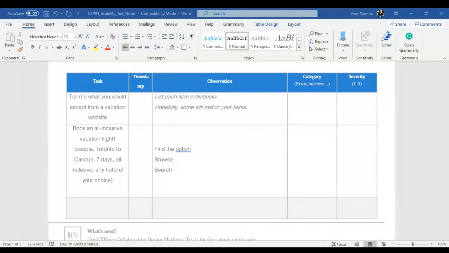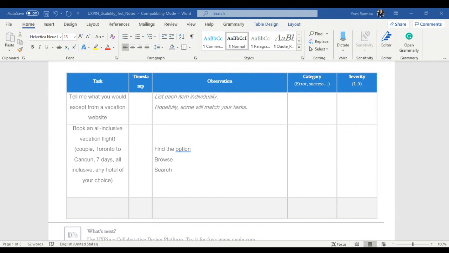I'm going to give you scenarios. And then you also remind them that they're not being tested. It's really us trying to improve Expedia. It's not about them. There's no right or wrong answer. We are really trying to see how we can improve our design. So make sure that you tell them, and that will be in your test script. And it's also in a template that I have given you.